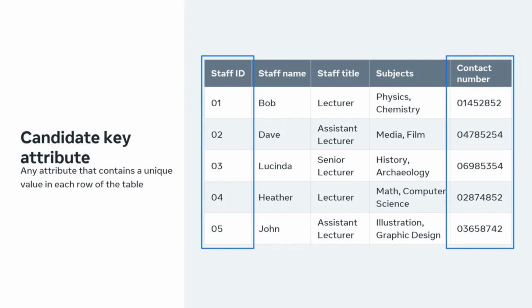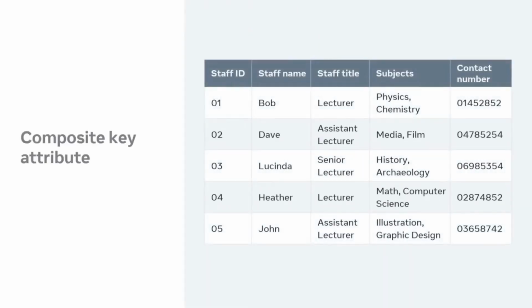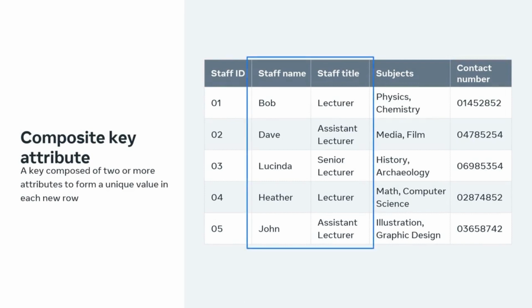Each has a new unique value in each row. The other columns can contain repeated information, so they're designated as non-key attributes. A composite key is a key that is composed of two or more attributes to form a unique value in each new row. In the staff table, an example of a composite key is a combination of the staff name and staff title, assuming that there isn't another instance of the same combination elsewhere in the table.